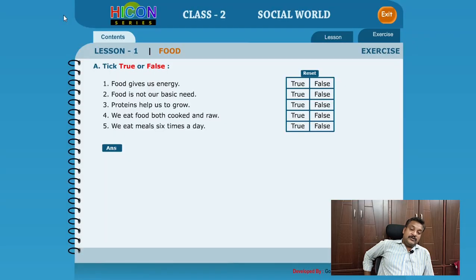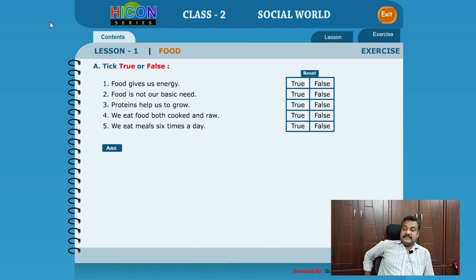So children, we have seen the lesson. We studied about the food, different types of food, and the importance of different kinds of food, isn't it? So now we are on to the exercise part of the lesson, and here we need to do some activities based on the content that we have learned from the lesson.